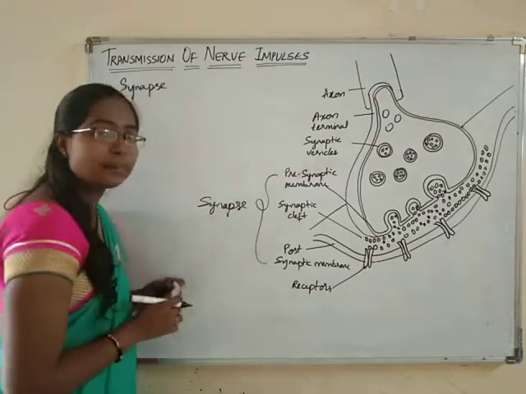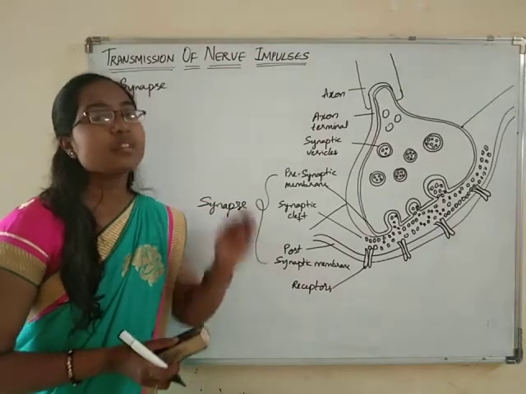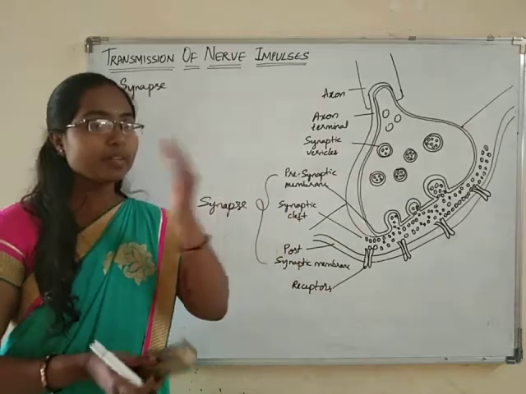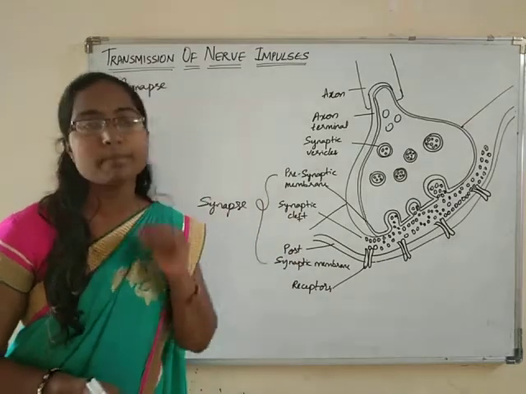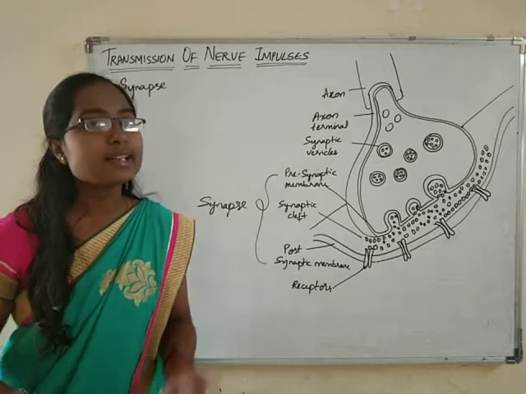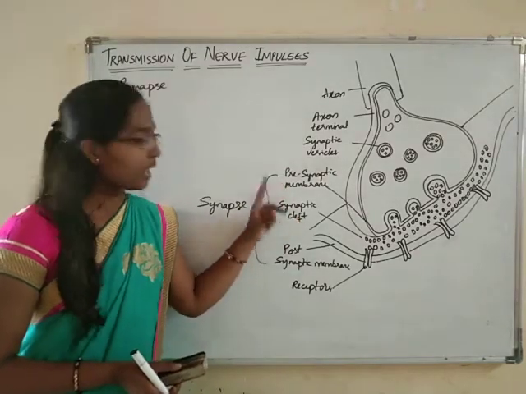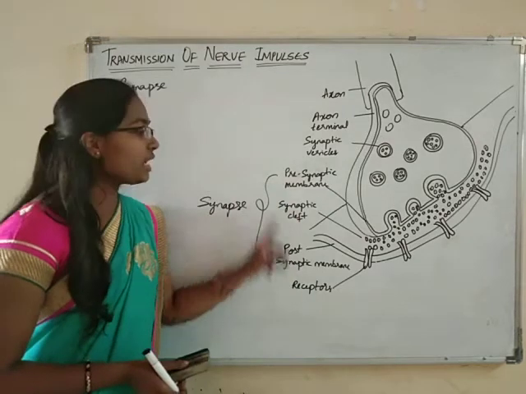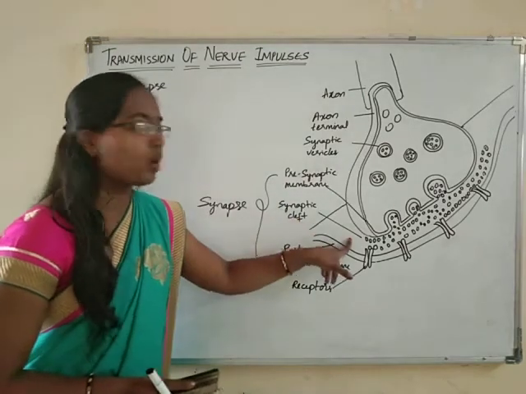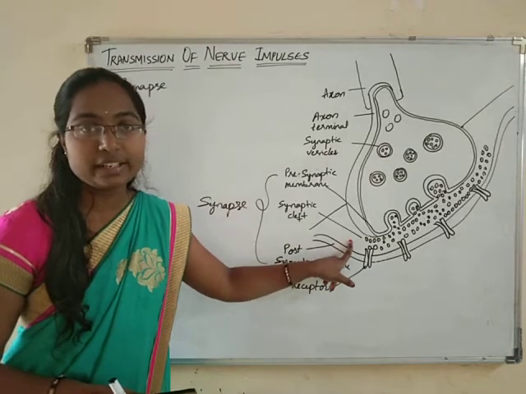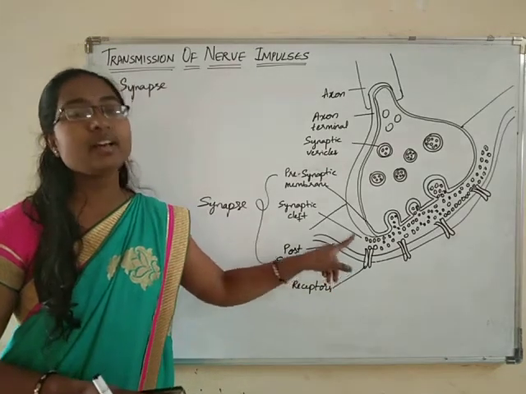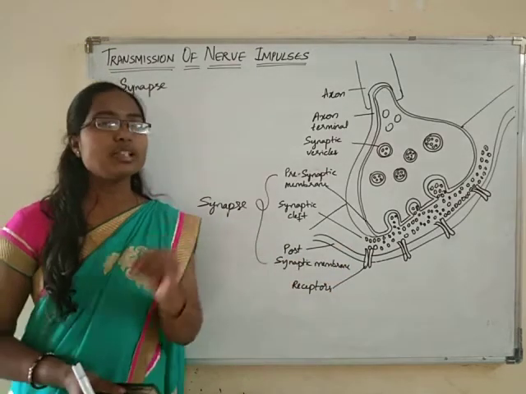So what is a synapse now? A synapse is the connection between two neurons through which the nerve impulses travel. A synapse contains a presynaptic membrane and a postsynaptic membrane which are separated by a gap called the synaptic cleft. This is about the synapse.